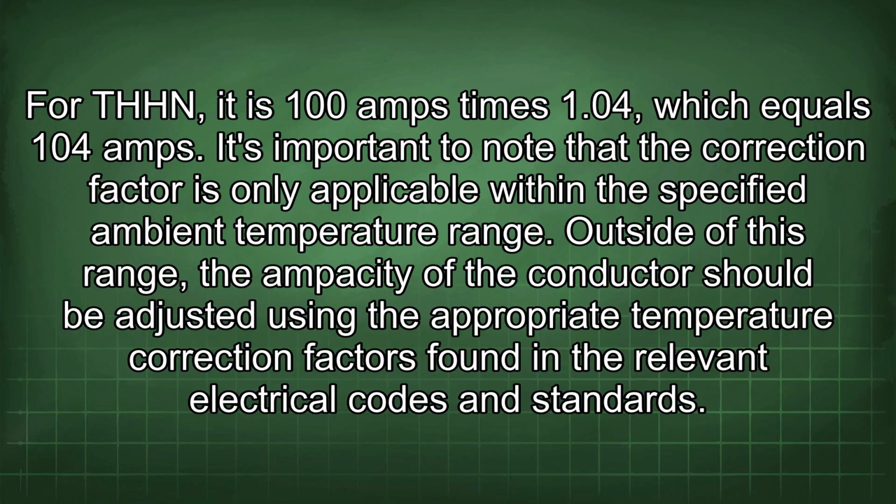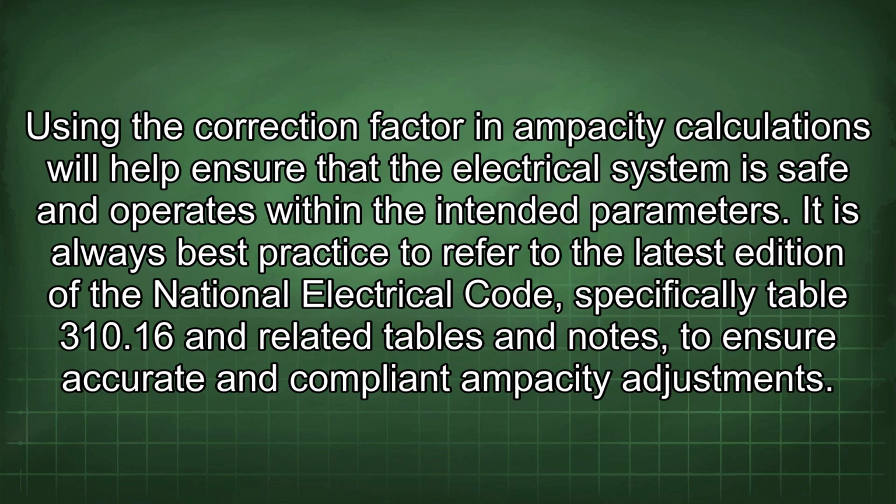It's important to note that the correction factor is only applicable within the specified ambient temperature range. Outside of this range, the ampacity of the conductor should be adjusted using the appropriate temperature correction factors found in the relevant electrical codes and standards. Using the correction factor in ampacity calculations will help ensure that the electrical system is safe and operates within the intended parameters. It is always best practice to refer to the latest edition of the National Electrical Code, specifically Table 310.16 and related tables and notes, to ensure accurate and compliant ampacity adjustments.